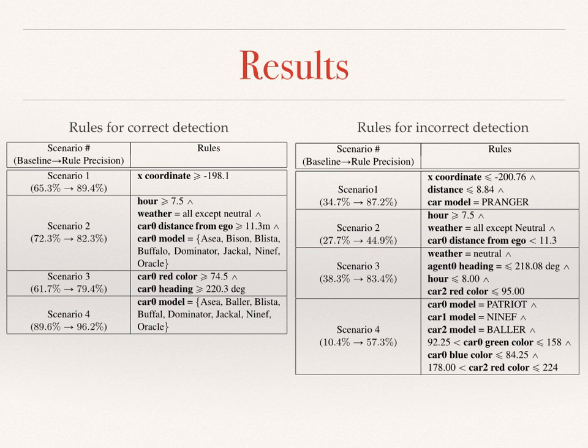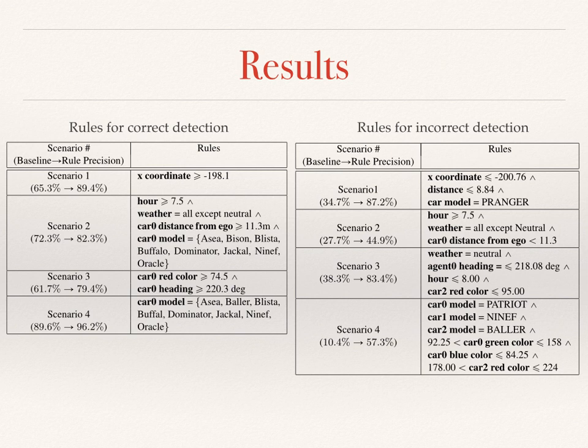And here are some of the results that we obtained. On the left-hand side, I showed some rules for correct detection, and on the right-hand side, some rules for incorrect detection. You can see that, for instance, we started with a scenario that had a 65.3% success rate, and by refining it, by adding the rule that specifies more constraints on some of the important features in the program, for instance, x coordinate is greater or equal than a certain value, we were able to increase the correct detection rate to 89.4%.